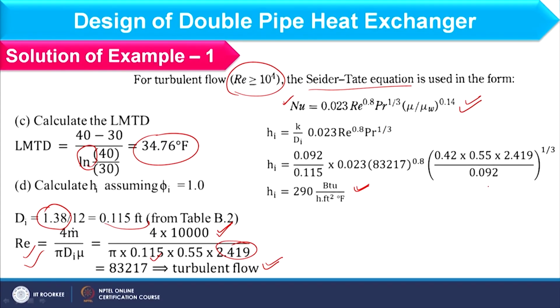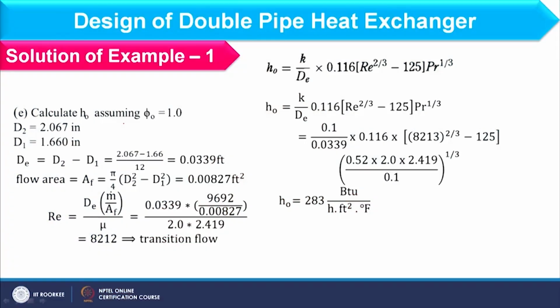Now, here what we have considered? We have considered the heat transfer coefficient value without viscosity correction factor, fine, because I am not focusing on psi value right now, that I have assumed as 1. So, here I am having the value of hi.